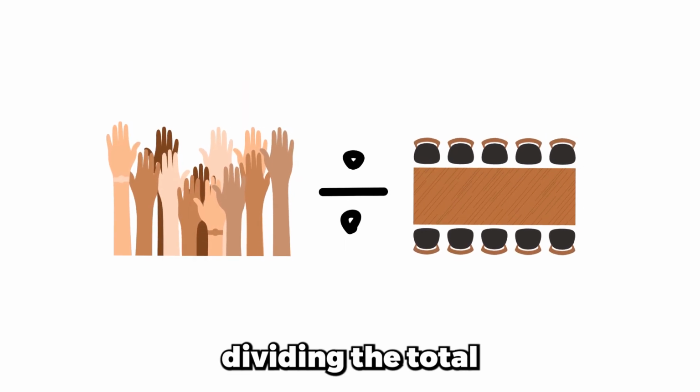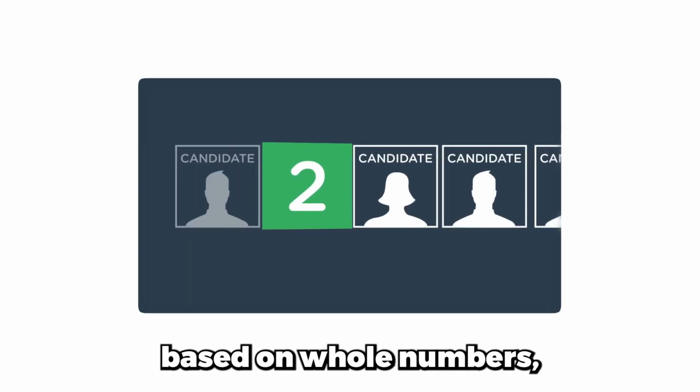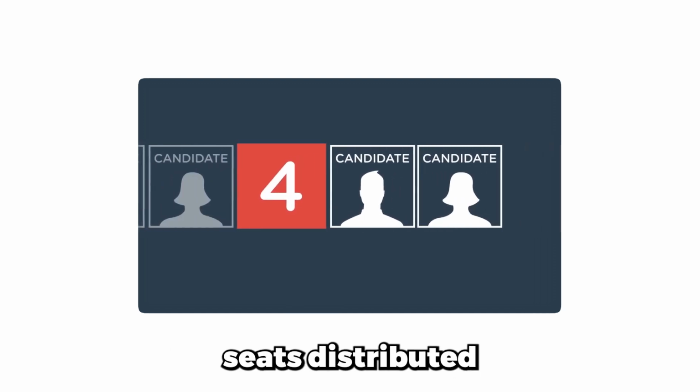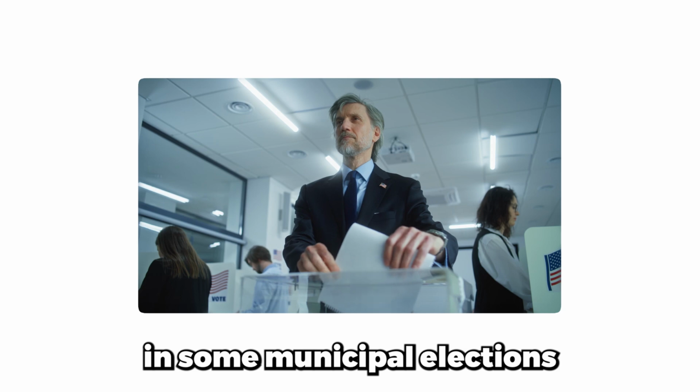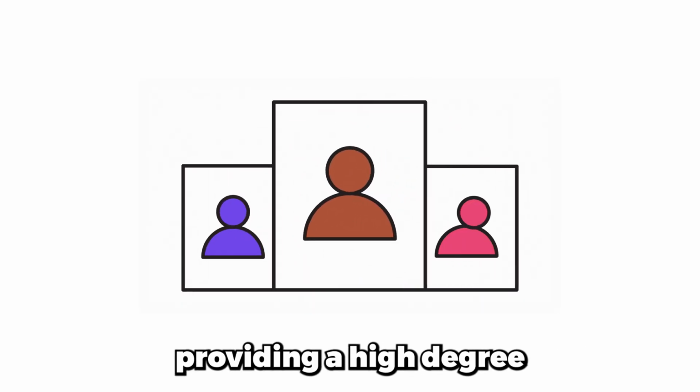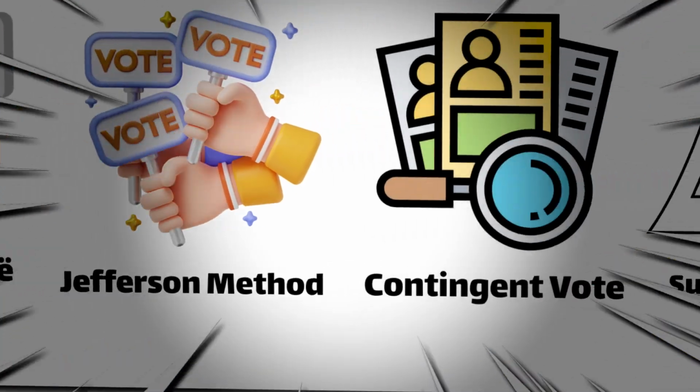Jefferson Method. The Jefferson Method, also known as the largest remainder method, is used in party list PR systems. It involves dividing the total number of votes by the number of seats and allocating seats based on whole numbers, with remaining seats distributed based on largest remainders. This method is used in some municipal elections in the United States, providing a high degree of proportionality and being complex to administer.